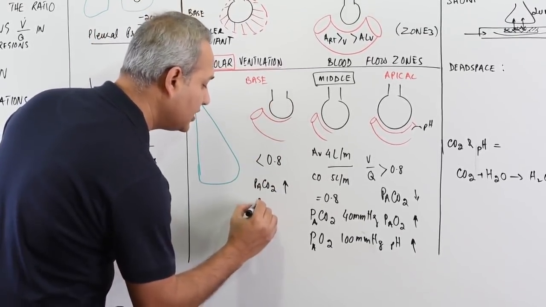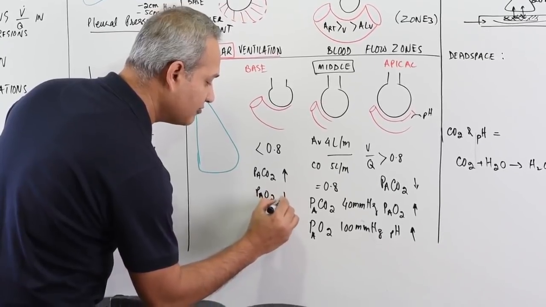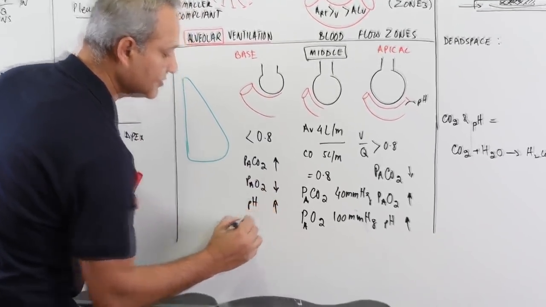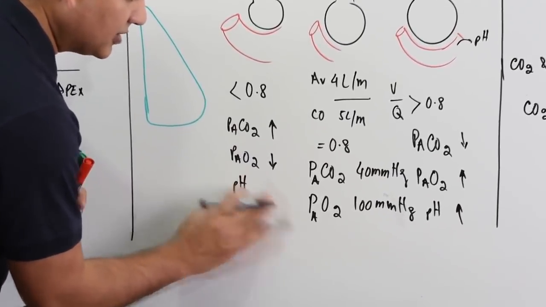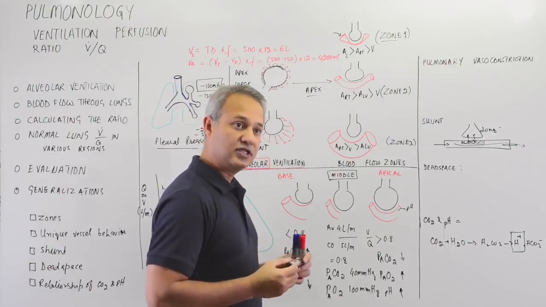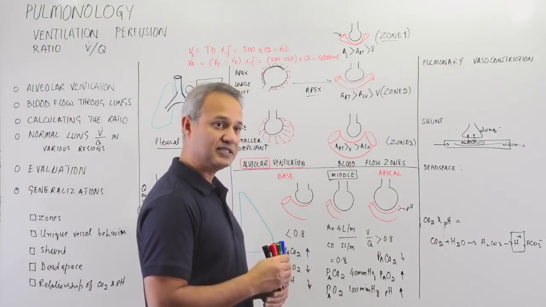What about PaO2? These levels would decrease. What about pH? pH would increase. Sorry, I always do that. pH would reduce, acidity would occur. So this is what is happening at the bases of the lungs.